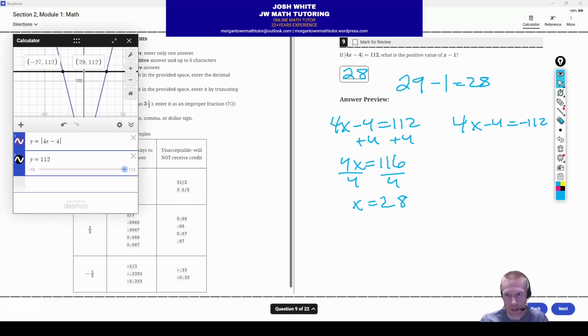So actually, no, sorry, it's not going to be 28. Excuse me, it's going to be 29. Not doing this right. And then you just subtract 1 from that, and that would give you 28. So in any case, correct answer, what you would grid in is 28 for this one.